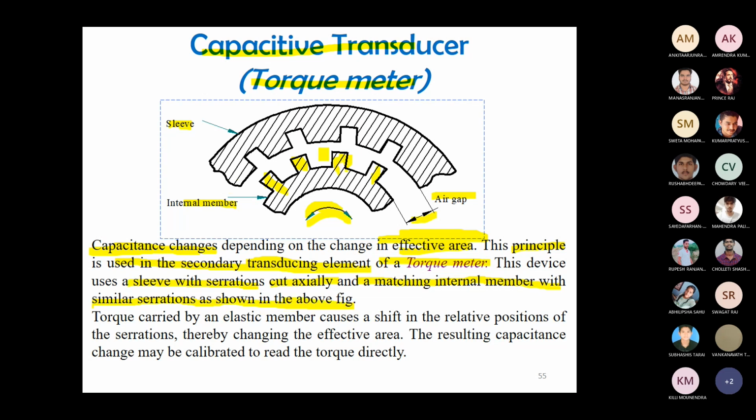So here you can see the orientations. Sometimes the air gaps are unequal. If it is rotating, the air gap also changes. Torque carried by an elastic member causes a shift in the relative positions of the serrations, thereby changing the effective area. The changing of the positions causes a change in the area. The resulting capacitance change may be calibrated to read the torque directly. So you are able to get the torque directly.